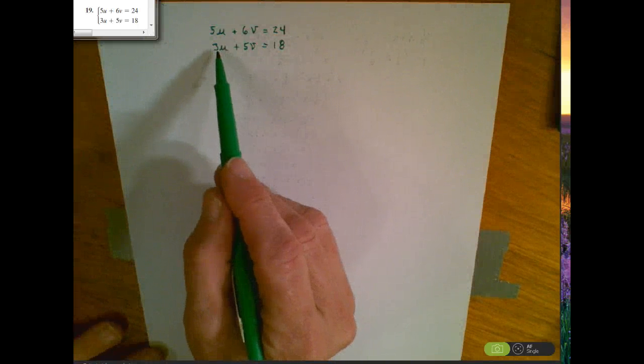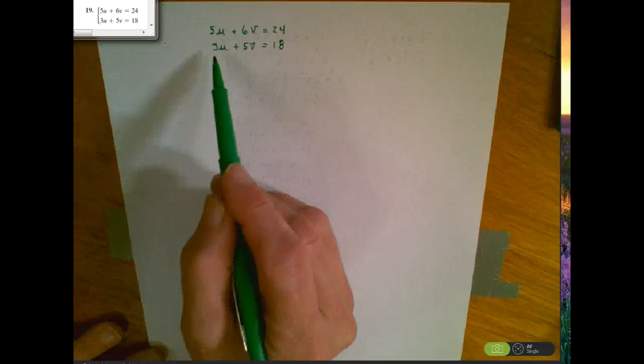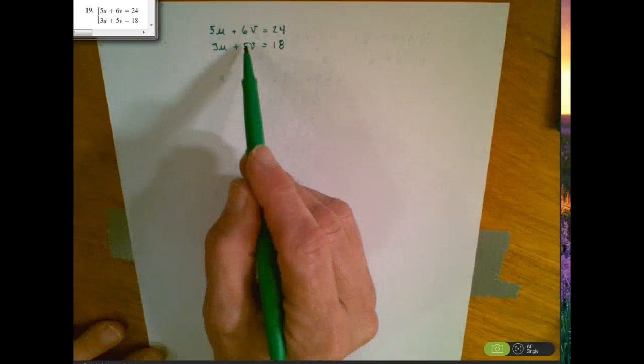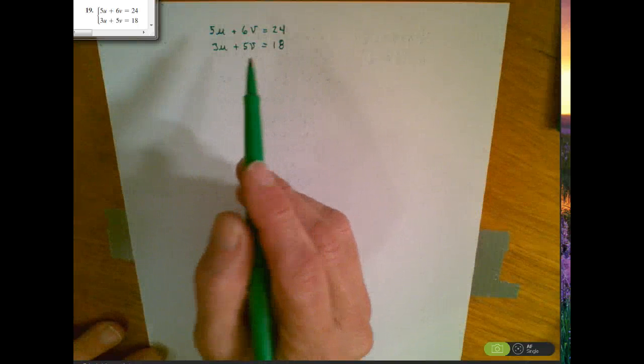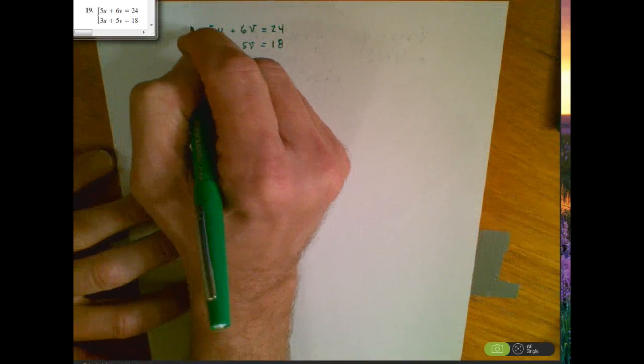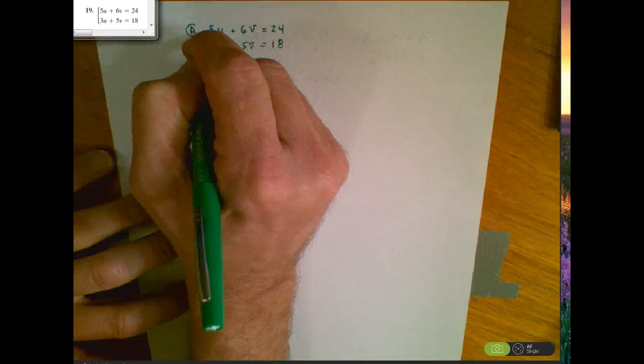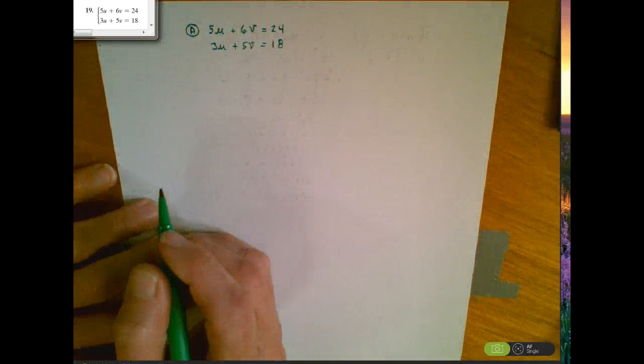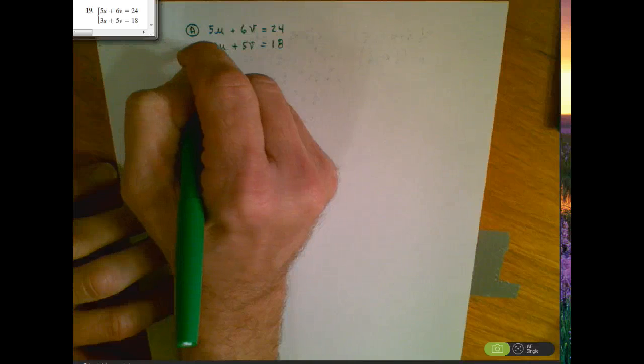So I'm deciding what I'm going to attack. Am I going to attack my v's or am I going to attack my u's? If I attack my u's, I have to make 15 my common factor for elimination. Or if I attack my v's, I have to make 30. So either one, it's going to involve a similar operation of sorts. So let's label this first equation A, and I'm going to circle it just so I don't ever confuse it with a variable. And the second equation is B.